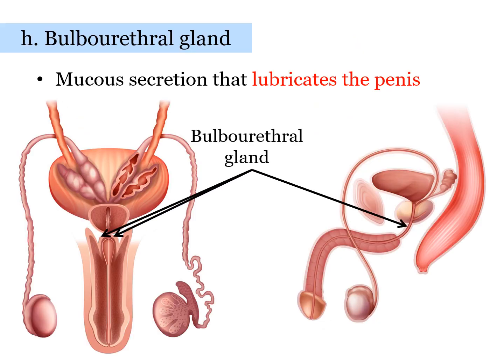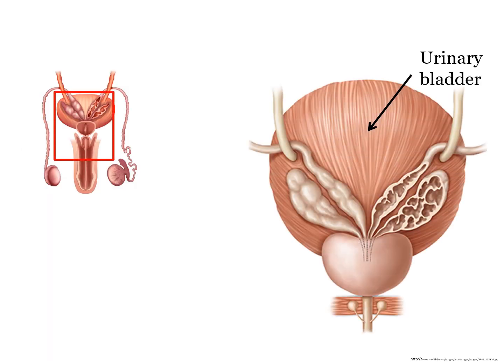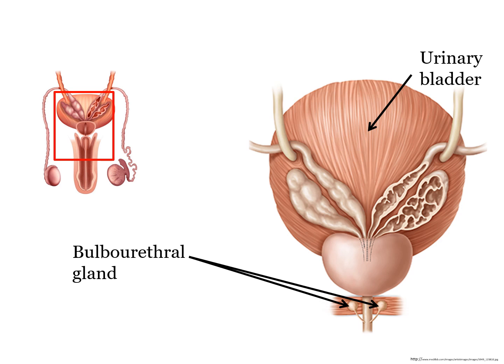Next is the bulbourethral gland, also known as Cowper's glands. It is a pair of pea-shaped exocrine glands. These glands contribute to the final volume of semen by producing a lubricating mucus secretion. So, you can see the bulbourethral glands just below the prostate gland.